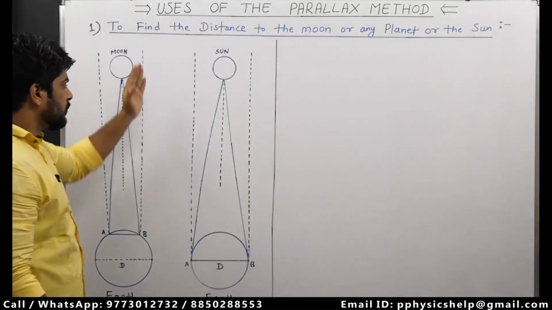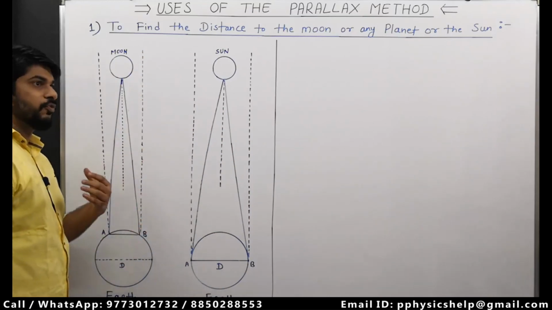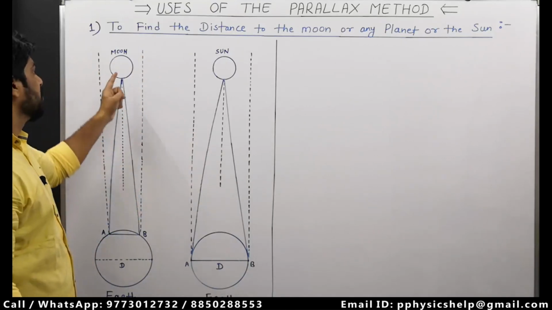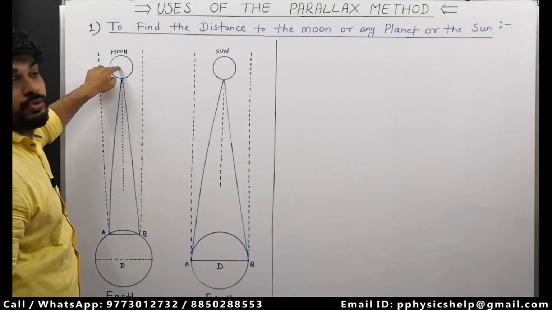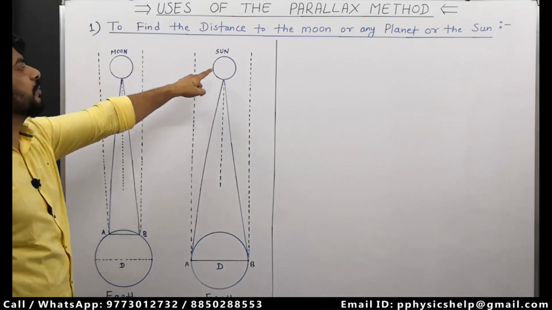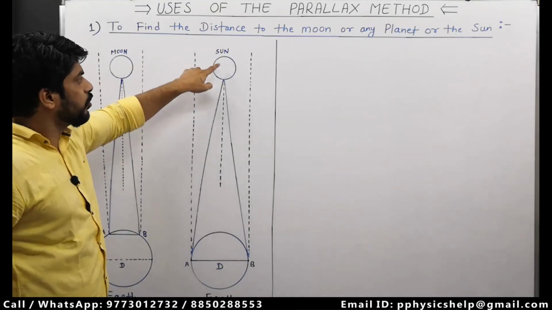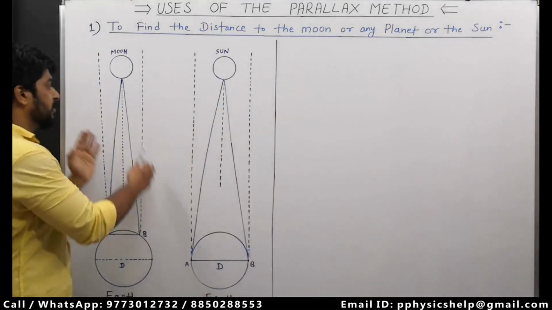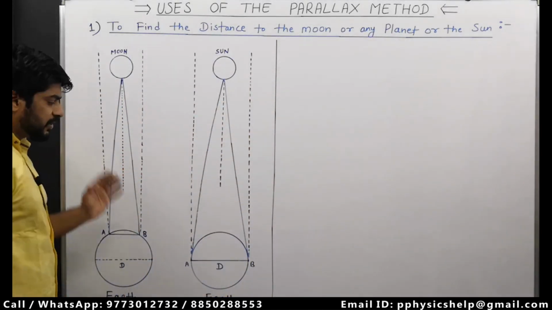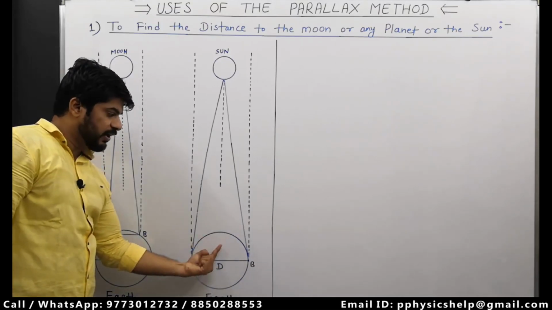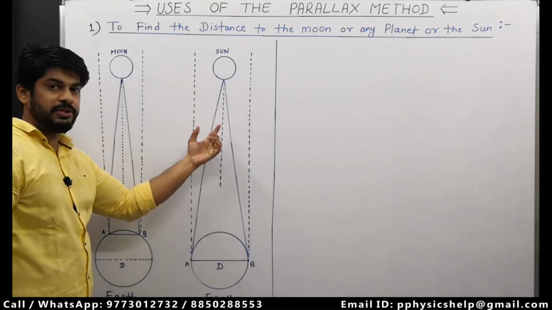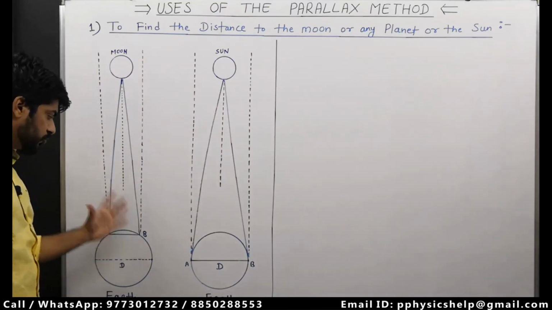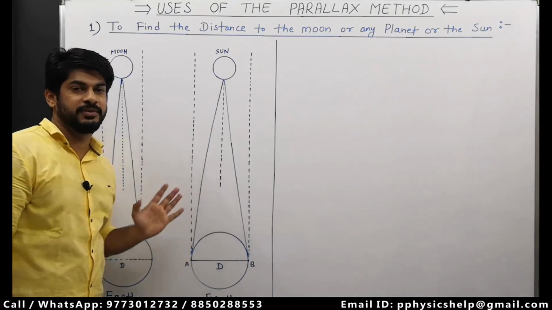For some definite reasons, I have drawn these 2 diagrams separately. Here I am particularly talking about the moon, and here I am talking about the sun. But this method not only applies for the sun, it also applies for any planet. This one is for the moon. In fact, this method right here can be used for the moon also, but it is fine if you use this also. I will tell you the differences between these two.